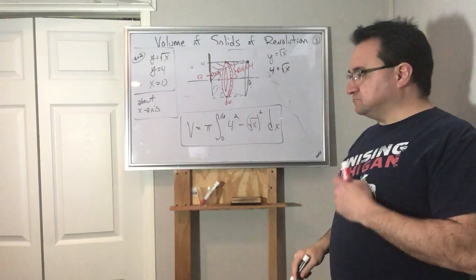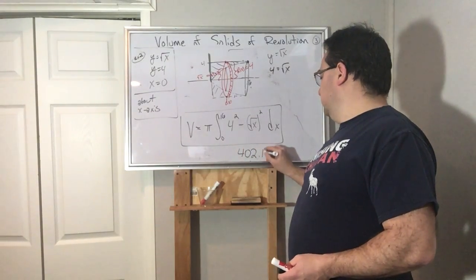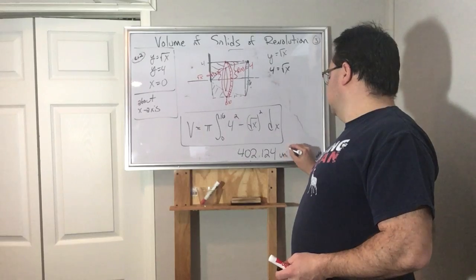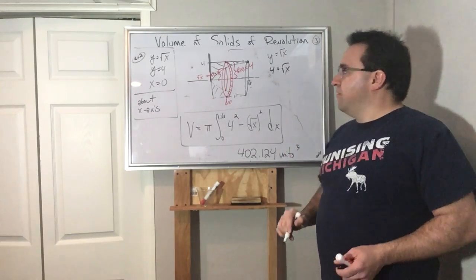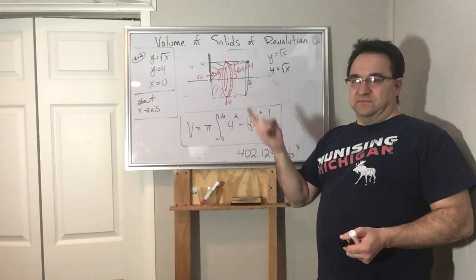There's the setup. And when I punch that in my calculator, I get 402.124 units cubed. All right, that was example 2. We're going to do one more, and we're going to do it from this perspective.